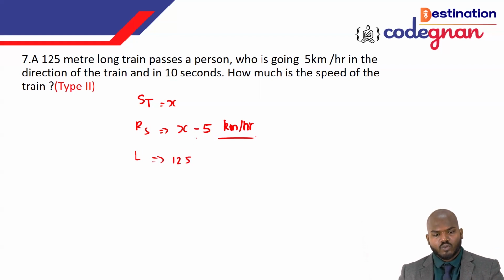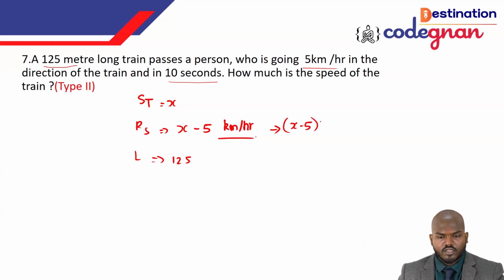Now I just want to see something. You see, length they have given in meter, time they have given in seconds, only the speed they have given in kilometer per hour. Then you need to convert this into meter per second, like x minus 5 times 5 by 18. You have given the time here. Then what you need to do?